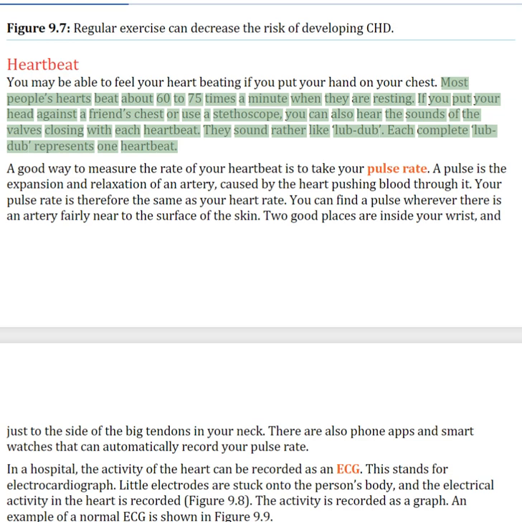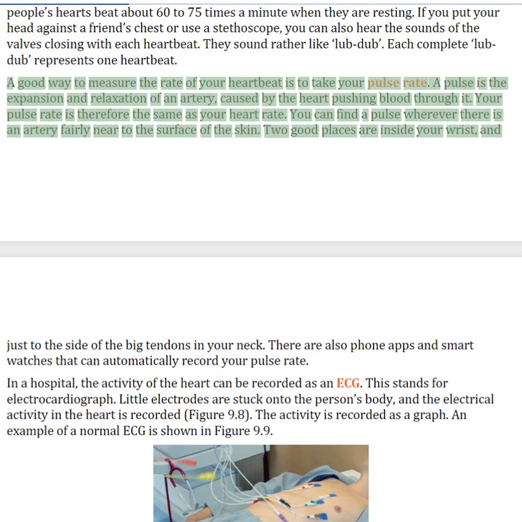They sound rather like lub-dub. Each complete lub-dub represents one heartbeat. A good way to measure the rate of your heartbeat is to take your pulse rate.